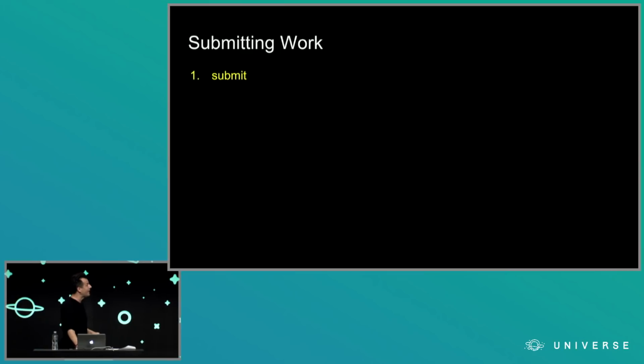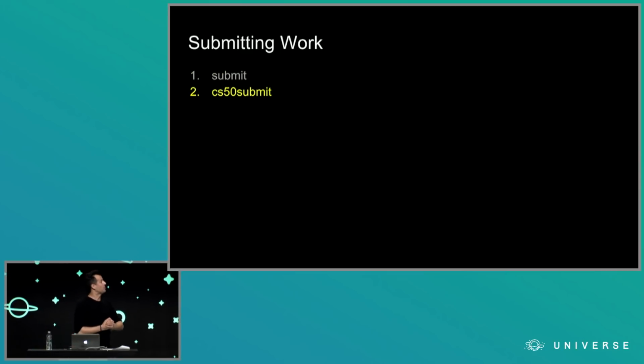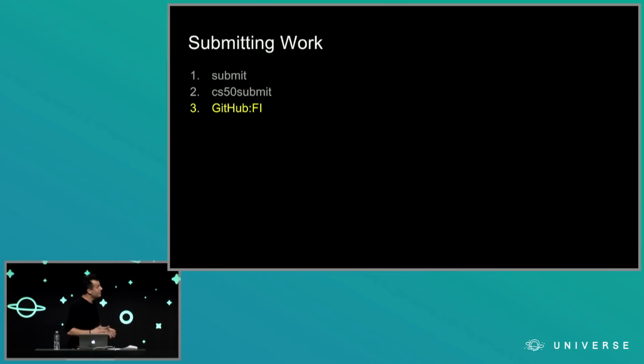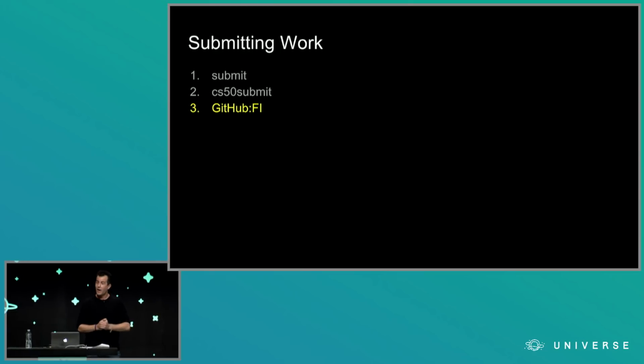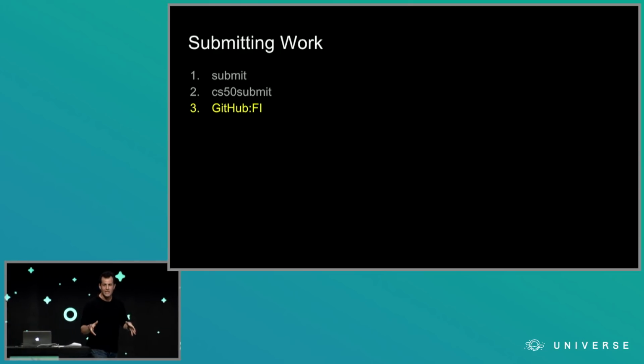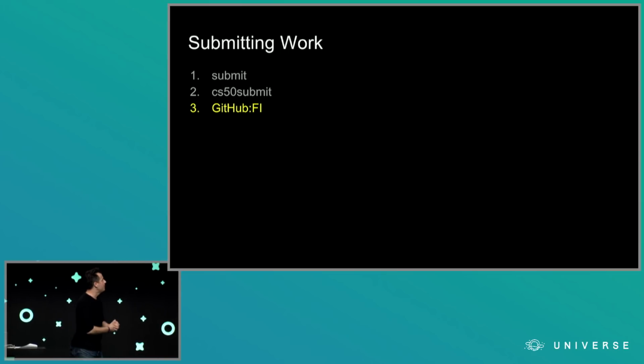The interface was pretty arcane, so we improved upon that with something called CS50 Submit thereafter, essentially wrapping some of the university's own code to make it a little more user-friendly. But then we transitioned to something called GitHub FI. That's a firewall installation, which some of you might have used. It predates the current API, and it was a little bit of work on our end to actually get this up and running, and the API wasn't as rich as it once was.